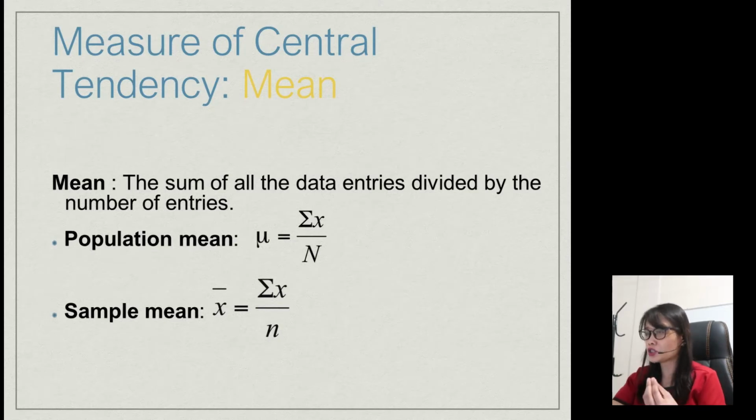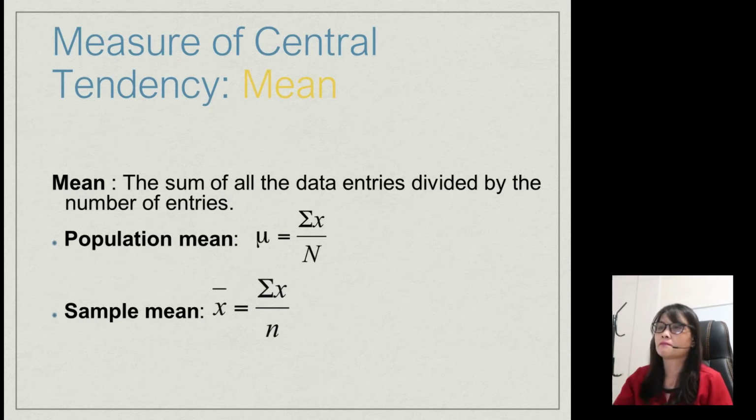So we do have the population mean, mu, equal to the summation of x over N. If the given data is a population, that's how we solve for the mean. For the sample, we're using the symbol x bar. The sample mean, x bar, is equal to the summation of x over small n. When we say small n, you're referring to the size of the sample. Big capital N refers to the size of the population. So that's the difference between the population mean and the sample mean.